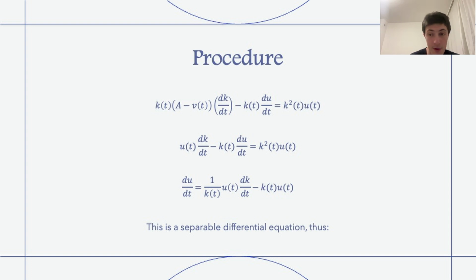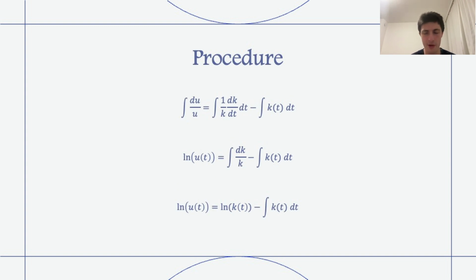Again, this is a separable differential equation, which we can solve. We can bring u on one side, and you bring dt on the other side. We know that dk over dt times dt, integrated by dt, is just dk. So we just have the result of the integral on the left side, which is a logarithm of u of t, equal to the integral of 1 over k dk minus the integral of k of t dt.